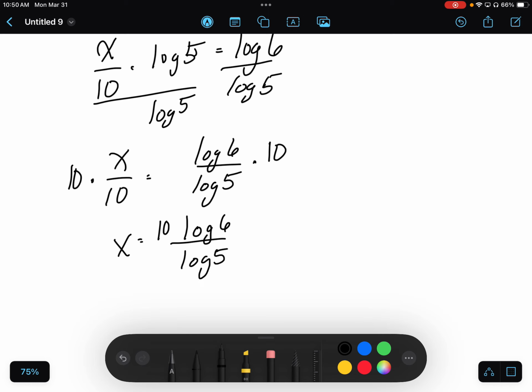The unofficial answer is 10 log 6 over log 5. And depending on what it said to round to, oh, it said 2 decimal places, so I went a little further. 11.13. Do you guys get the same?